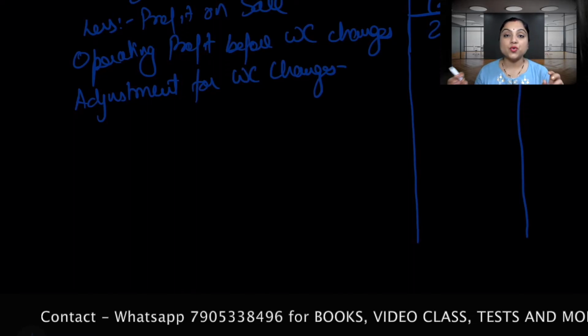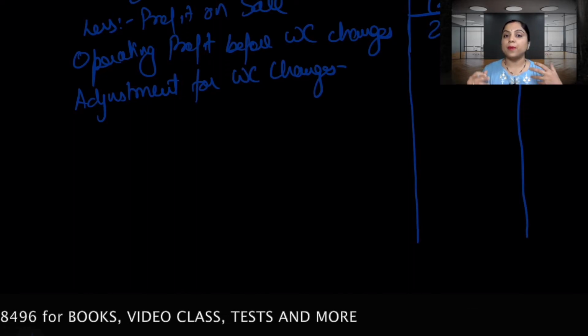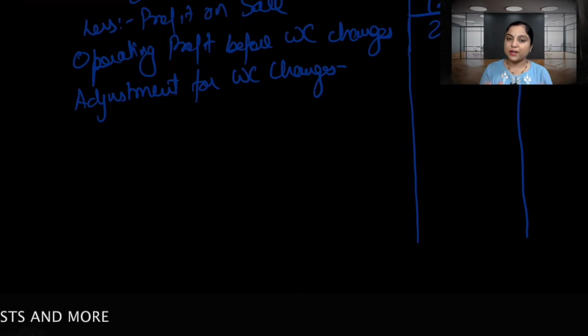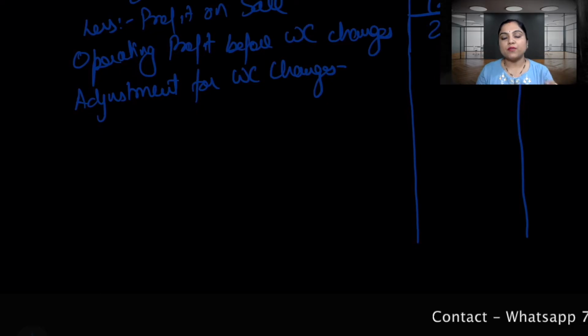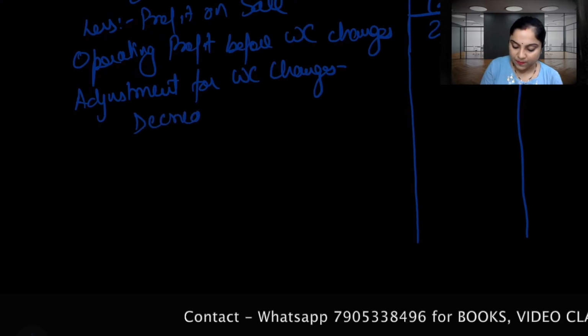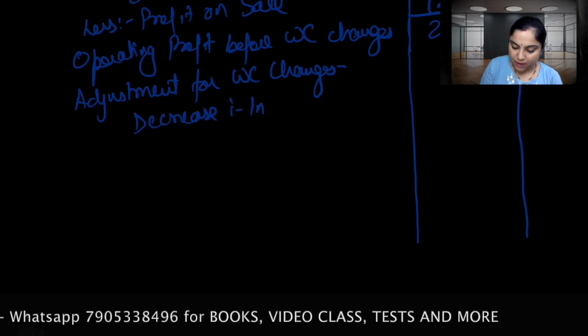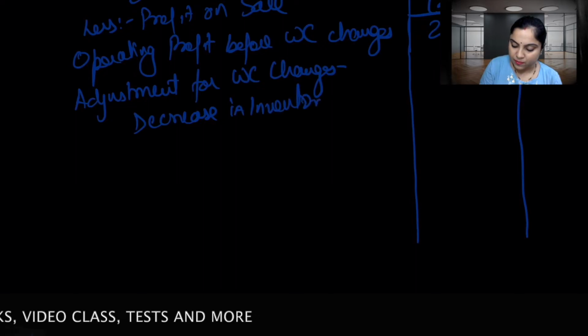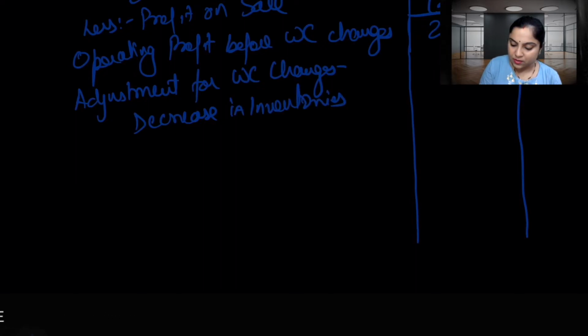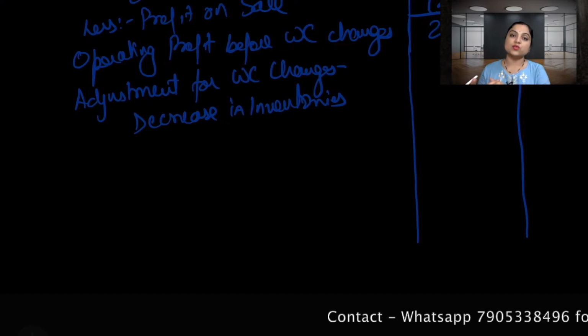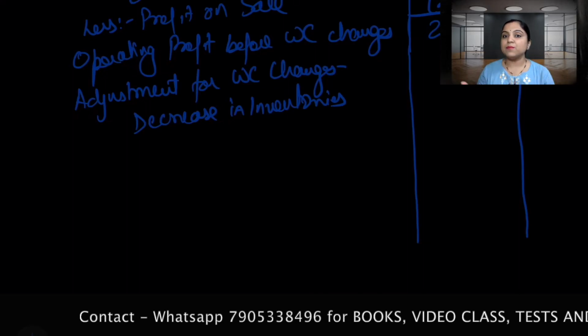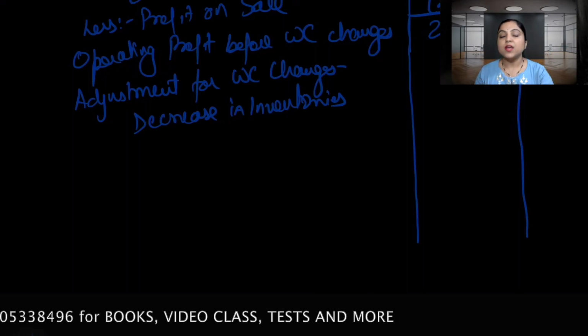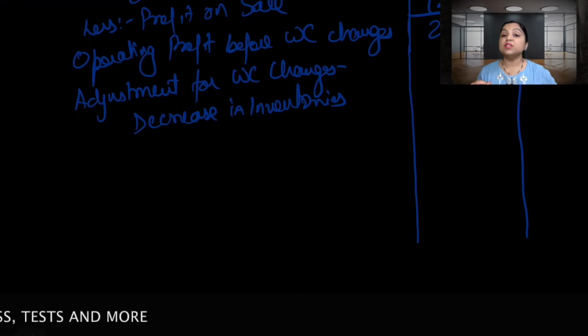And I request you, do not do rectification and do not do memorization. Try to use your brain. Try to work as a cash manager of that particular company. So inventories have decreased, because it's a current asset. If you are buying more, you are paying a lot of money outside. If you are buying less, you are saving the money in your pocket as compared to the last year.